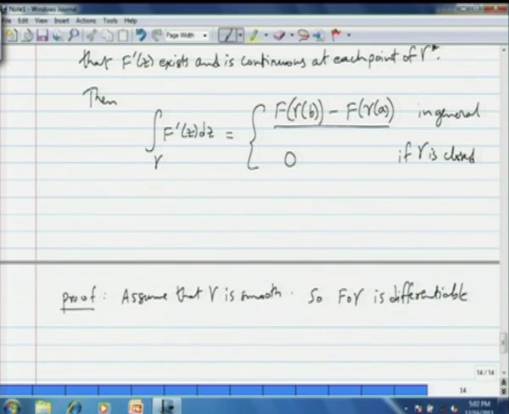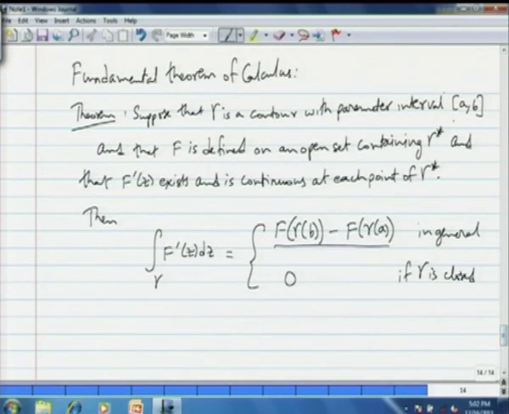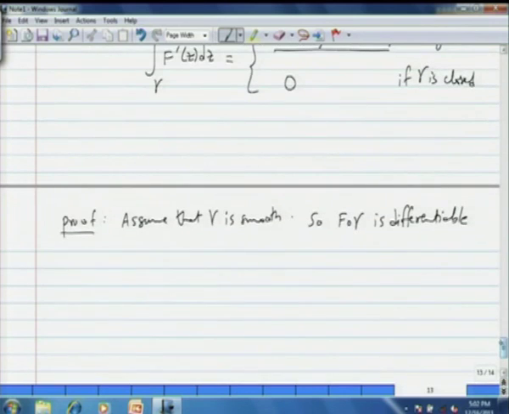Notice f circle gamma is a function from the parameter interval a b to the complex plane, and it is a composition of a smooth function and a differentiable function. So, it is differentiable, of course. Okay. So, let us compute the derivative using the chain rule.